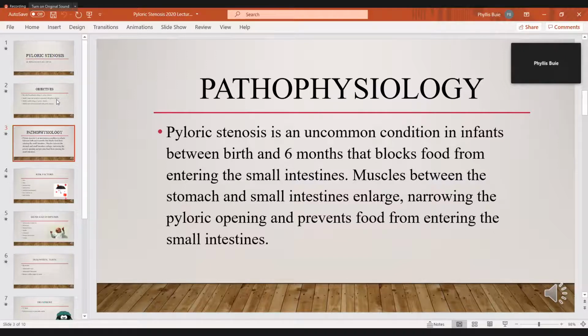Normally, we have the muscular valve, which is called the pylorus, between the stomach and the small intestines. And it holds food in the stomach until it's ready for the next stage of the digestive process. Well, in pyloric stenosis, the pylorus muscle thickens and it becomes very, very large. And then this blocks the food from reaching the small intestines.